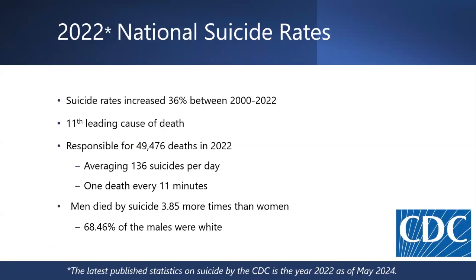The latest published statistics on suicide by the Centers for Disease Control, or CDC, is the year 2022 as of May 2024. Within the nation, suicide rates have increased 36% between the years 2000 and 2022, and it is said to be the 11th leading cause of death in the U.S. Suicide was responsible for 49,476 deaths just within the year of 2022. This averages out to roughly 136 suicides per day, or one death every 11 minutes. Men also died by suicide nearly 4 more times than women did, and 68% of those males who died were Caucasian.